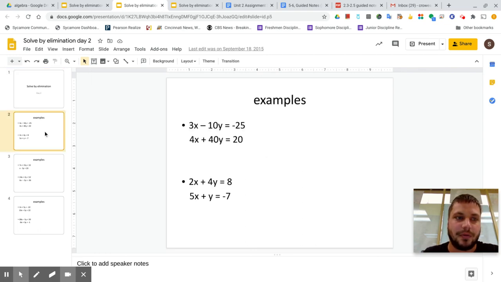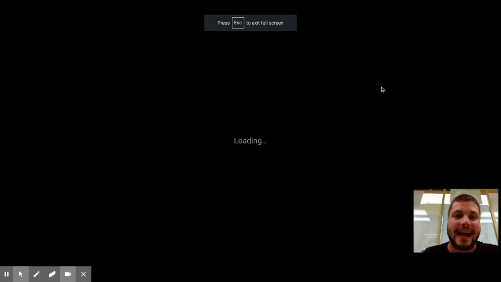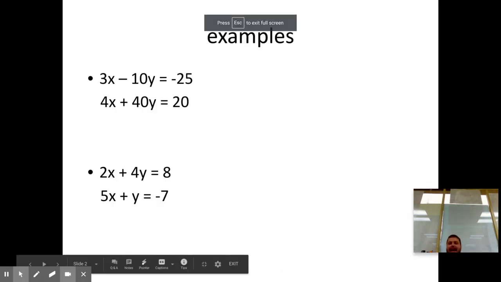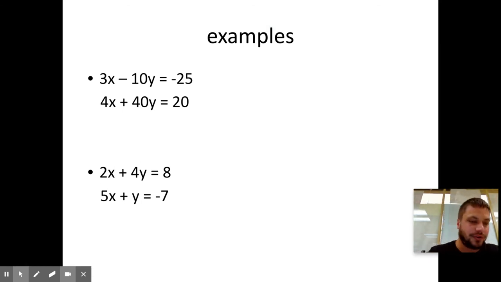Now, what we get into now is, what happens if we don't have opposites yet? Because I have to have opposites. So if we don't yet have opposites, we have to create some.